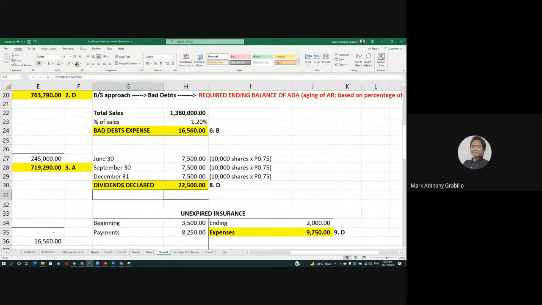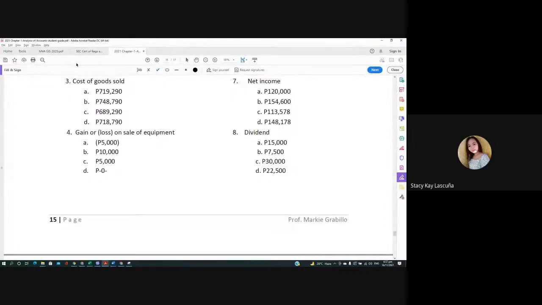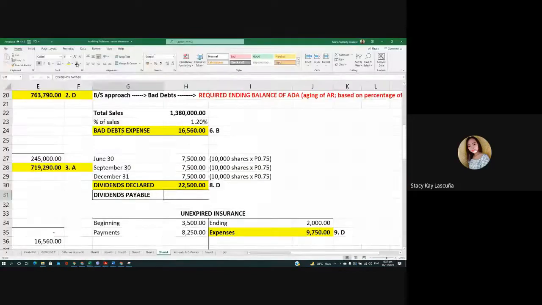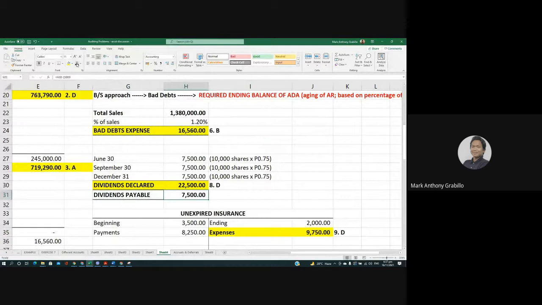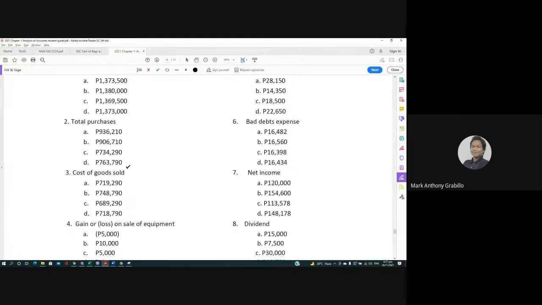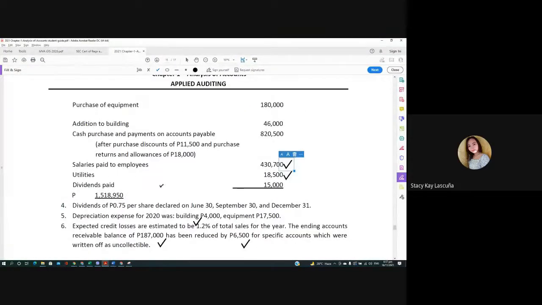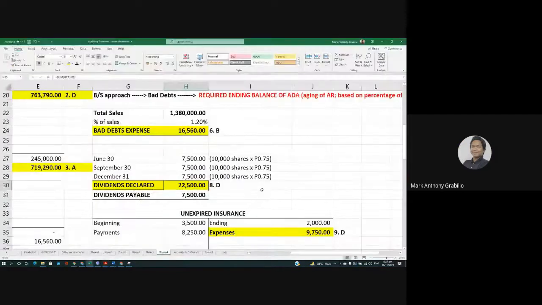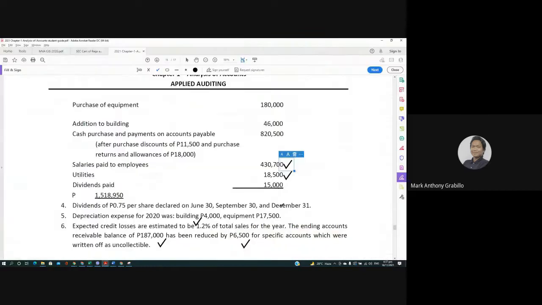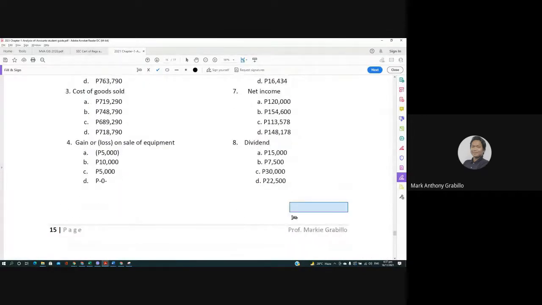Pero kapag ang hinanap ay dividends payable, what will be your answer? 7,500. That's 7,500. Kasi anong sabi dito sa problem? Meron nang binayaran na dividends. So lumalabas itong first two na to, bayad na to. Kasi 15,000 yung dalawa na yan. So lumalabas yung dividends payable na lang is 7,500. Pero ang hinahanap kasi is dividends declared. So your answer is 22,500.